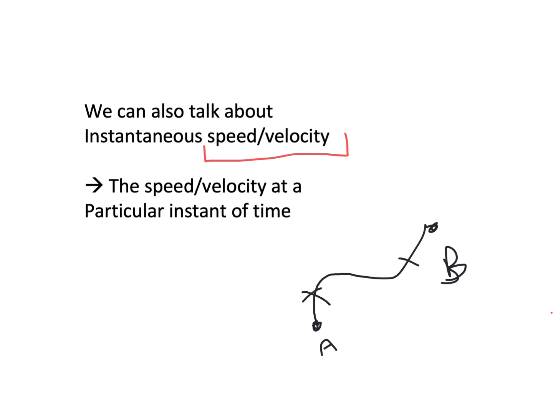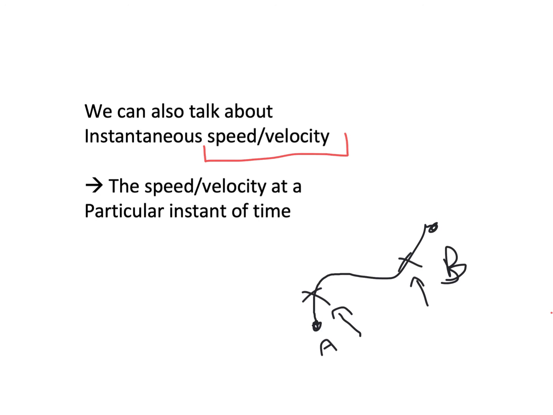And so I might ask the question, how fast was I going right here? Or how fast was I going right there? At that particular instant in time, how fast was I going? Or how fast was I going over here? That is what we call the instantaneous velocity or the instantaneous speed. And that's what would be measured on your speedometer in your car. It's telling you how fast you're going.